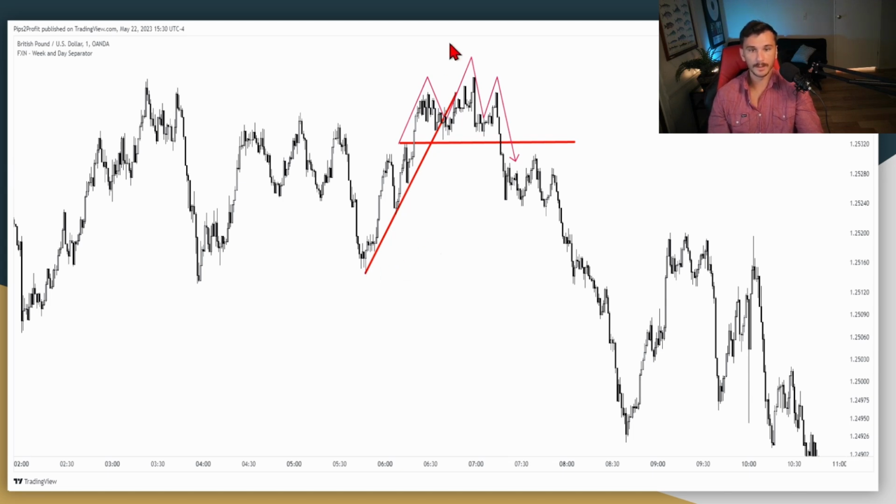You have a run up, a relevant high, a consolidation, a very solid head and shoulders 3 peak pattern, breaks down, pulls back, and then continues the move down.